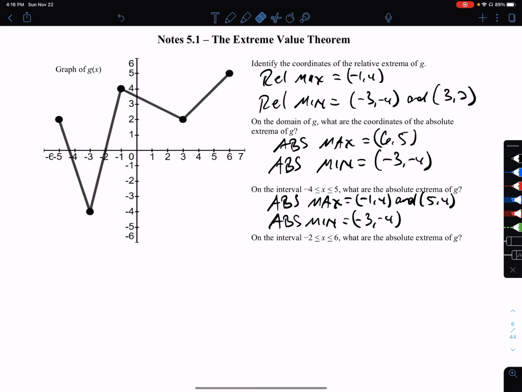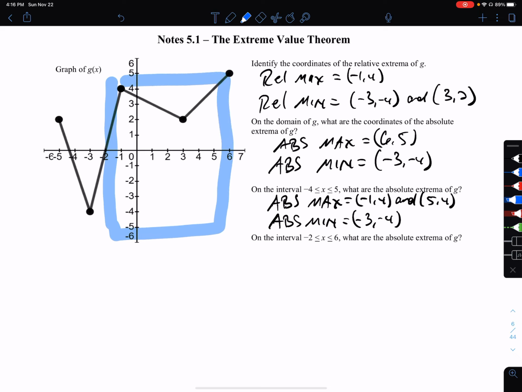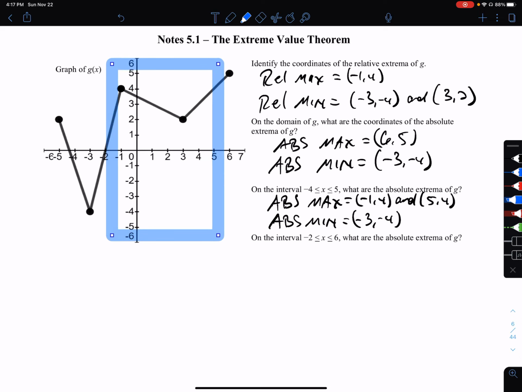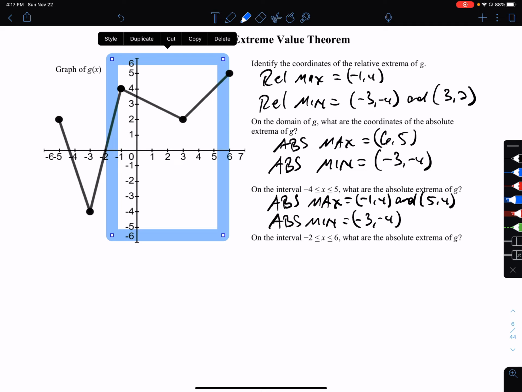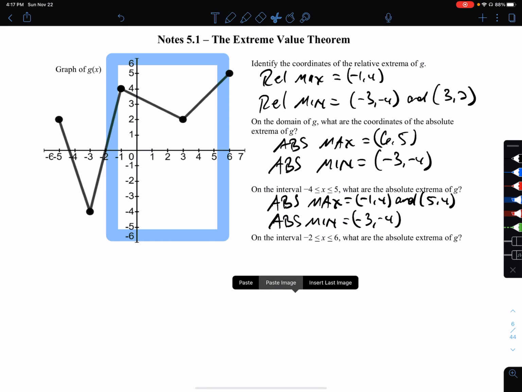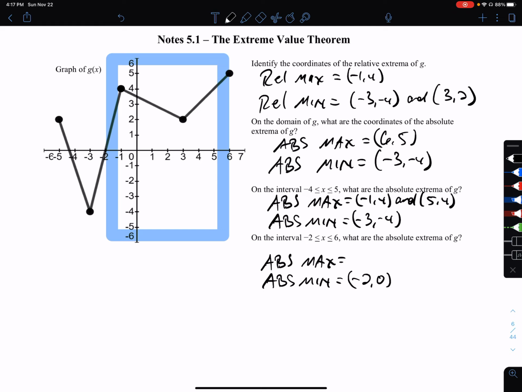On the interval from -2 to 6, so it would be from here to here, what are the highest and lowest points on the graph from -2 to 6? Well, the lowest point appears to be here at -2. So it would be -2, 0. That would be the absolute minimum. Absolute maximum looks to be up here at 6, which would be 6, 5.